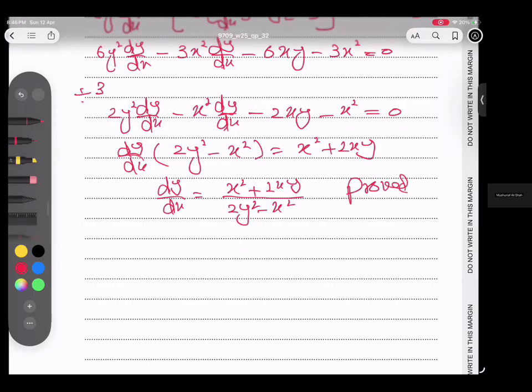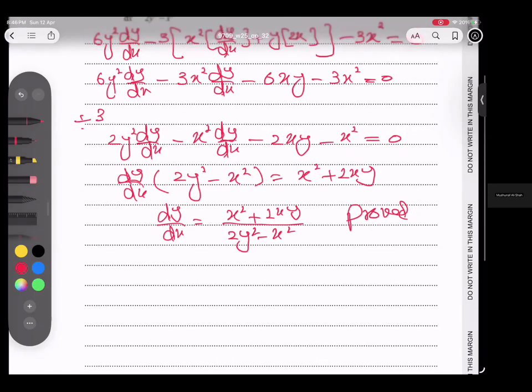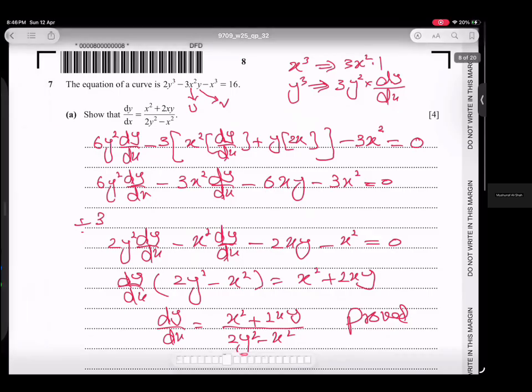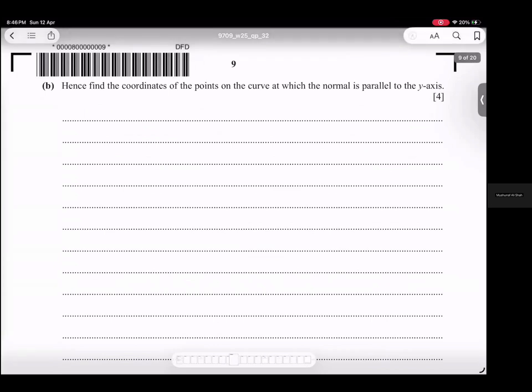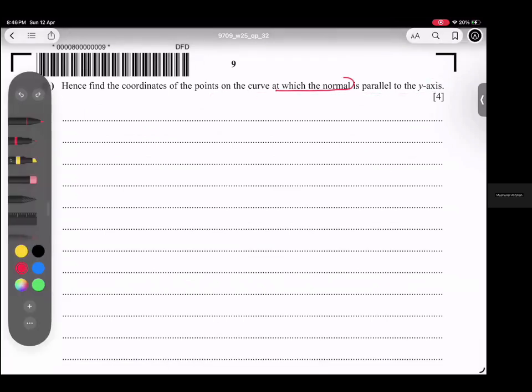So what is the next part? Next part is on the next page. And on the next page, what is the part he's asking? He's asking to find the coordinates of the point where the curve has a point at which the normal is parallel to the x-axis.